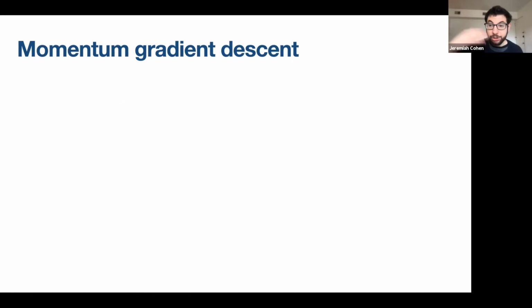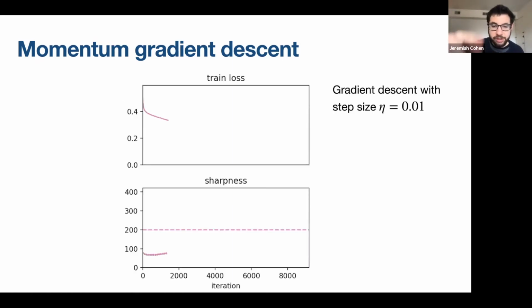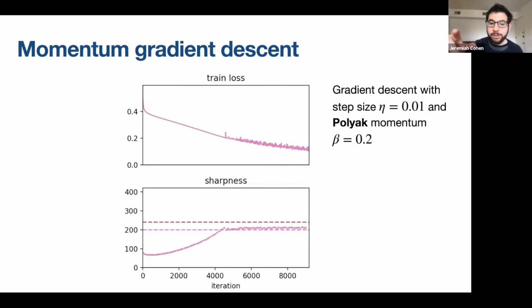So now let me show you what happens when you run momentum gradient descent. First, let me do vanilla gradient descent. This is vanilla gradient descent with step size 0.01. So like we saw before, it equilibrates to 200. Okay, now let me try gradient descent with Polyak momentum. Same step size, but let me add Polyak momentum with beta equals 0.2. The brown dashed line is the maximum stable sharpness for that algorithm, for gradient descent with Polyak momentum of 0.2 and step size 0.01.